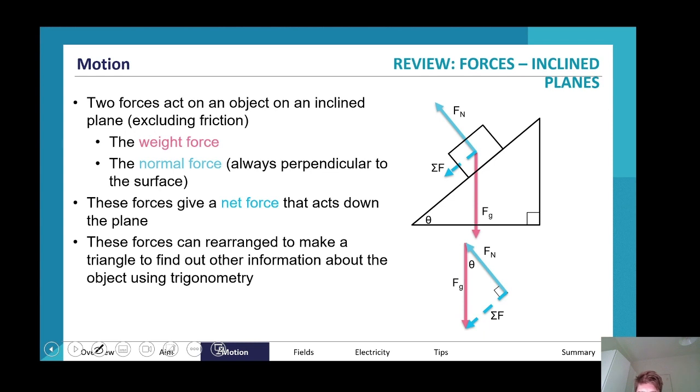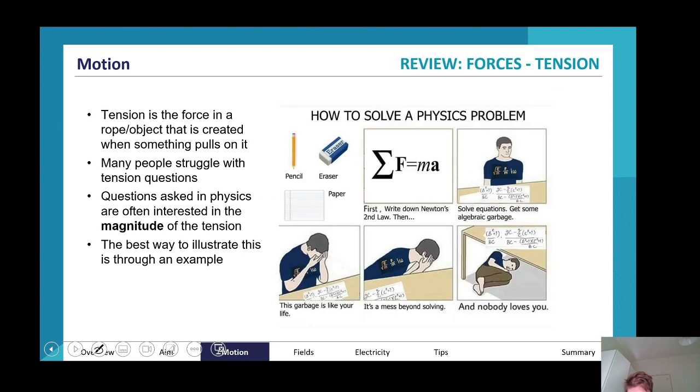On an inclined plane, the force is acting downwards. On a banked track, which is increased at a height in order to achieve the design speed of an object, the net force acts towards the center of the path. If we have time, I'll cover a bit more of that as well during the tips.